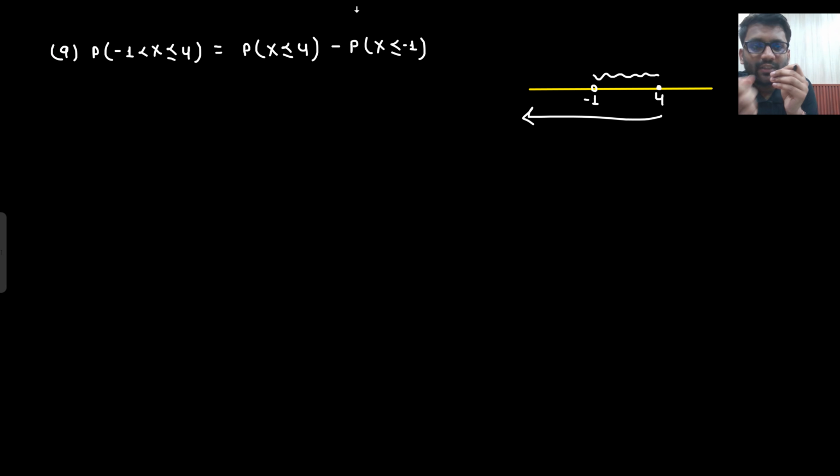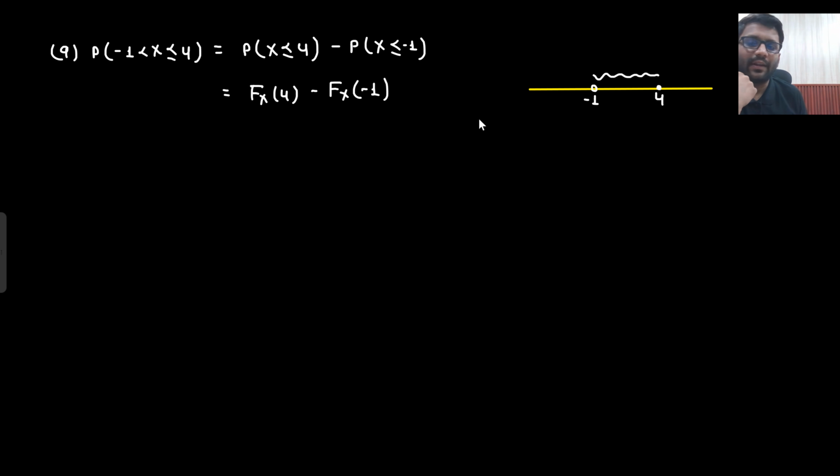If I want the value between -1 to 4, that means I want values lesser than or equal to 4, including the 4, right? But I don't want -1. So can I write it down in this manner? That this is fx of 4 minus fx of -1. Is that clear to you? Because what is your fx of x? Fx of x is probability of random variable x taking value lesser than or equal to small x. So this is your fx of 4, that means probability of random variable x taking value lesser than or equal to 4, and this is your fx of -1.